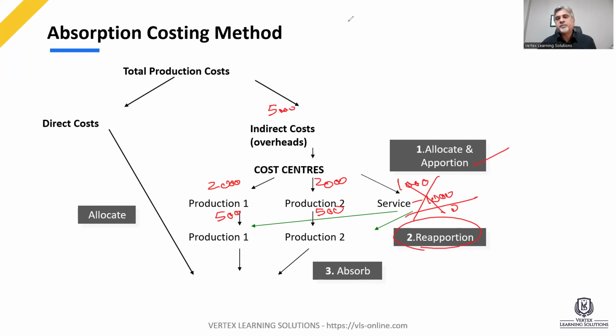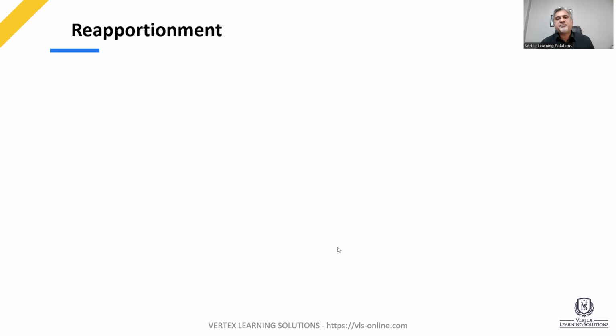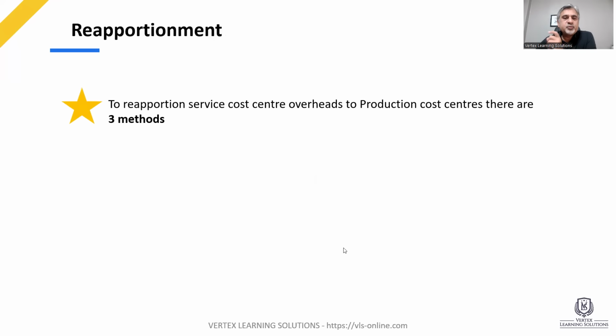Okay. So now let's come to the relevant slide. We say that reapportionment is to reapportion service cost centers' overheads to the production cost centers. And there are three methods. The first one is called the direct method, which is very simple, very easy.